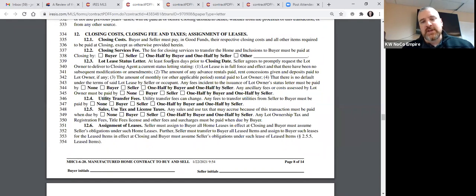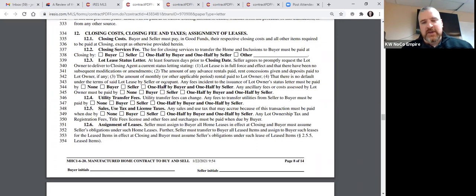So at least 14 days prior to closing, seller agrees to promptly request the lot owner deliver that status letter stating that 1, the lot lease is in full force and effect and there have been no subsequent modifications or amendments. 2, the amount of any advance rentals paid, concessions given, and deposits paid to the lot owner, if any. And 3, the amount of monthly lot rent paid to the lot owner. 4, that there is no default under the terms of the lot lease by the seller or the occupant.